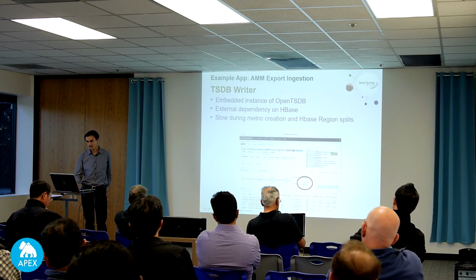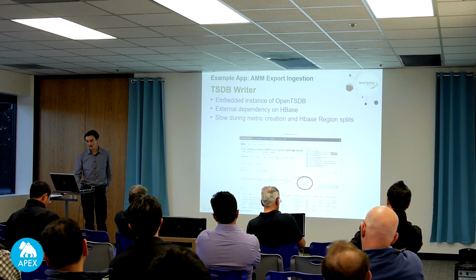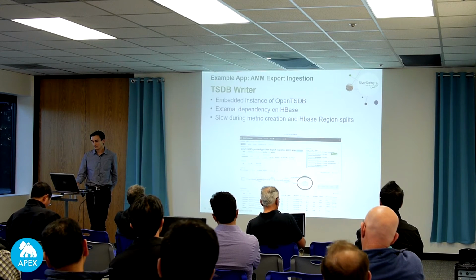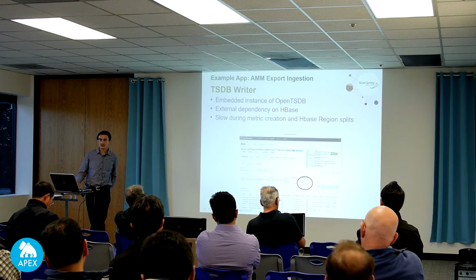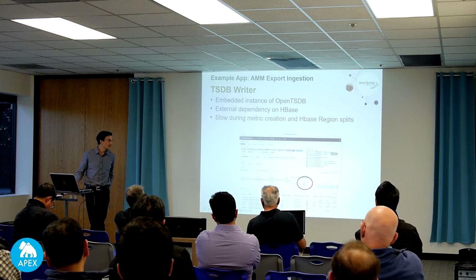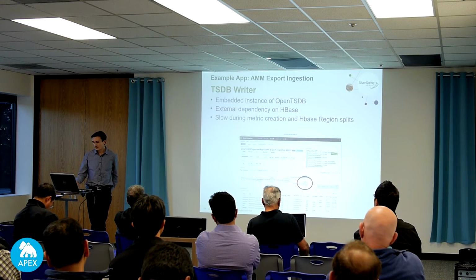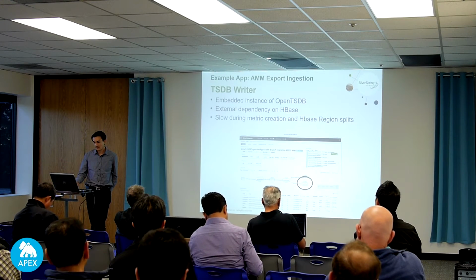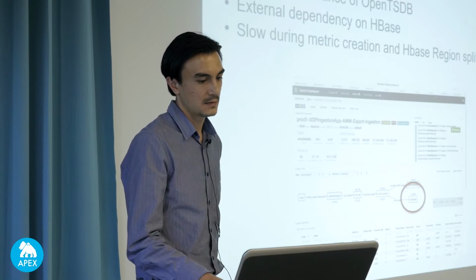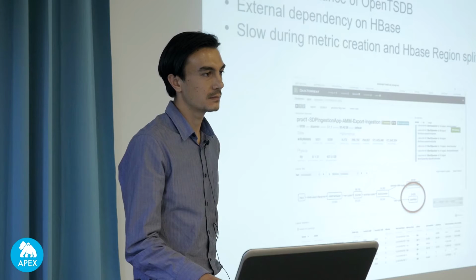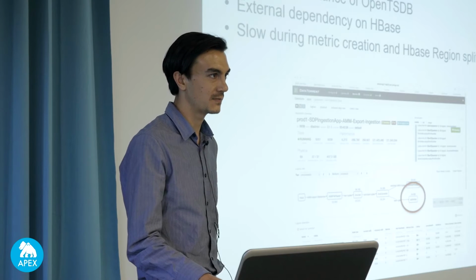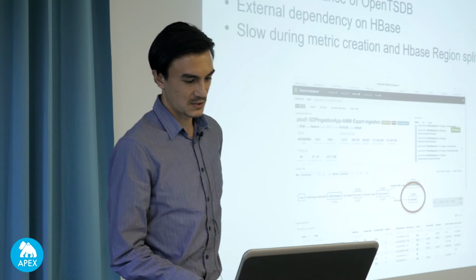The TSDB writer is the operator we use to output data to HBase through what's called OpenTSDB, which is essentially a data model API that supports interfaces to HBase. So we've embedded an instance of OpenTSDB in this custom operator, and it experiences a bottleneck when there are a lot of new devices coming in. There's a need to create metrics in HBase, and this is a slow operation, as well as when there are HBase region splits, which can be very slow.